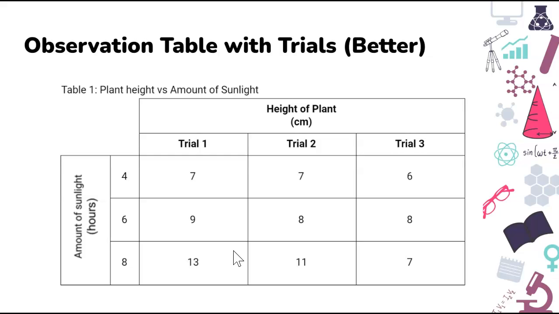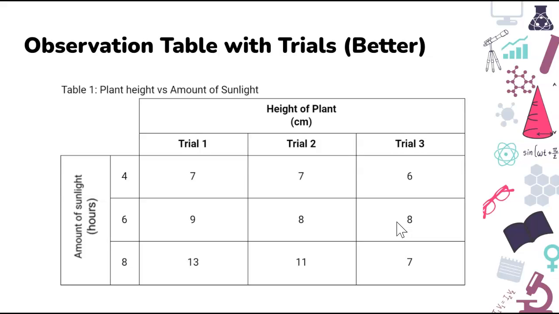So the layout is still the same. I still have the independent variable on the left, so the amount of sunlight in hours at 4, 6, and 8. And I still have the dependent variable, the height of the plant, in centimeters at the top. But now you can see I've created 3 columns here instead of just 1. So each trial can be represented. So instead of just growing once, we're now growing 3 times in each condition.